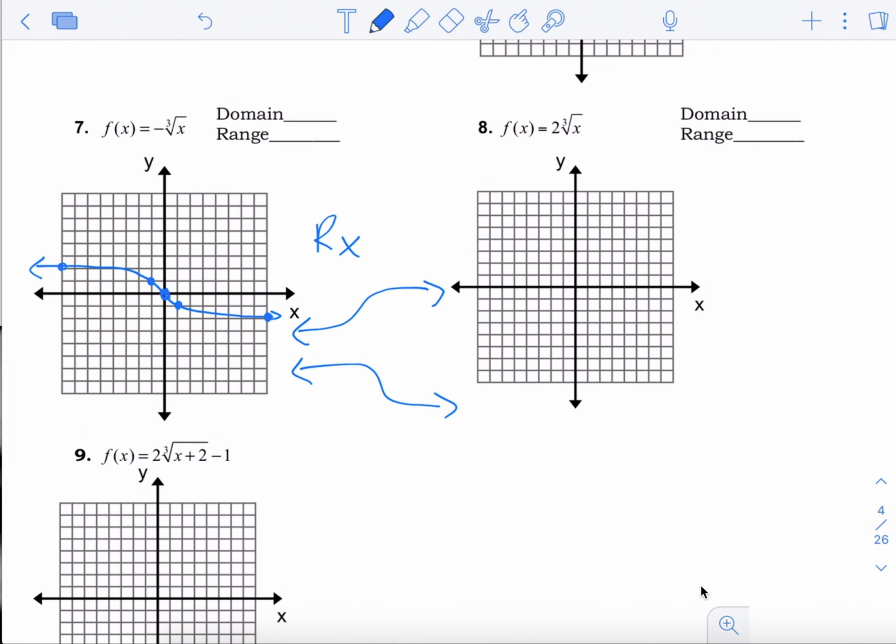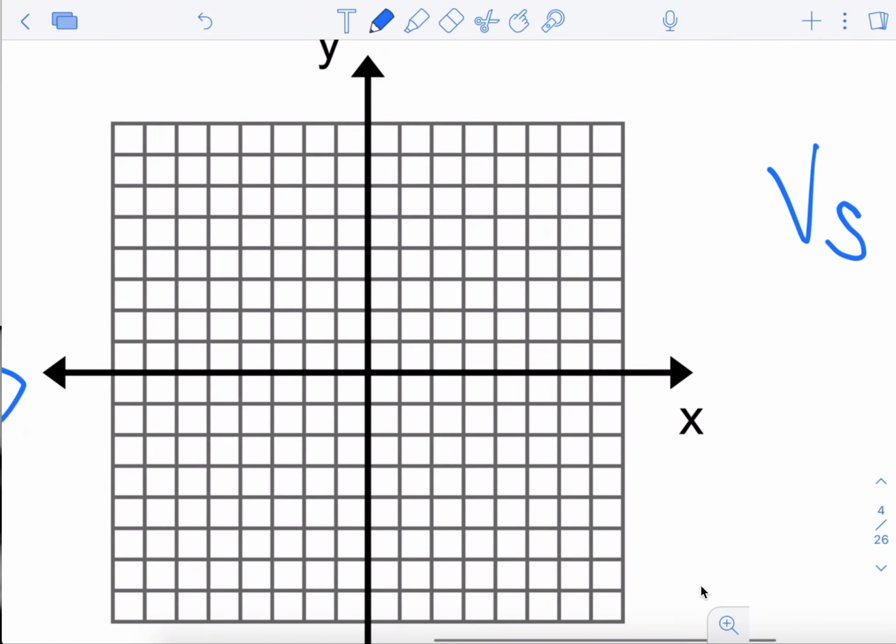Perfect. Problem number 8, we have only a 2 in front. That's a vertical stretch by 2. So whatever our normal pattern is, we're going to go up or down twice as far. Our starting point is still at 0, 0. Normally we would go out 1, up 1, but now we're going to go twice as far up. Normally I would go out 8, up 2. Now we're going to go up twice as far, up to 4.